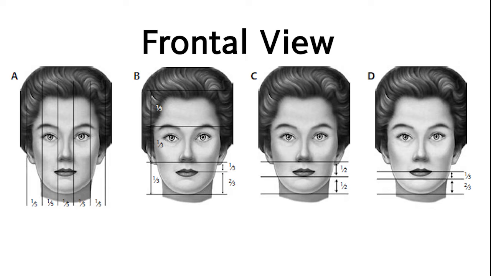The lower third can be divided into an upper third and the lower two thirds by a line drawn through the oral commissure. The lower third can be divided into halves by a horizontal line adjacent to the lowest point of the lower lip vermilion.